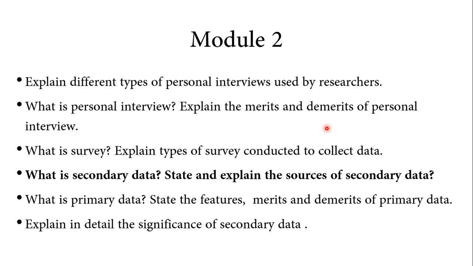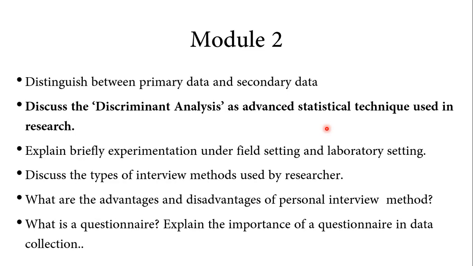Next we have: what is a survey and what are the various types of surveys conducted to collect data. Next, what is secondary data and explain the sources of secondary data. Next, what is primary data and state the features, merits and demerits of primary data. Similarly, explain in detail the significance of secondary data. Again, very important topics. Next, distinguish between primary and secondary data. Then we have: discuss discriminant analysis as an advanced statistical technique used in research.